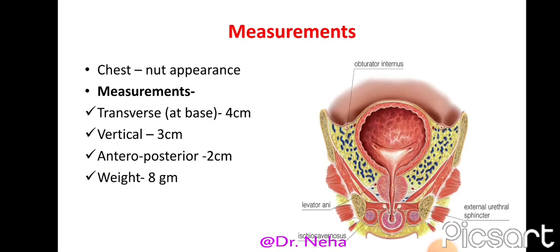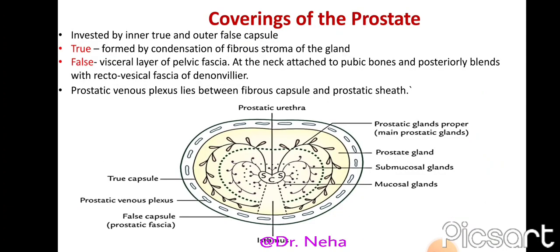Measurements: it has a chestnut appearance. The transverse diameter at the base is 4 cm. The vertical length is 3 cm. Anteroposterior diameter is 2 cm and the weight is 8 grams.